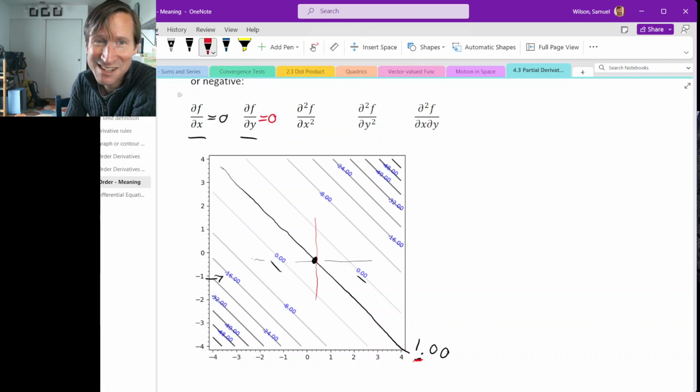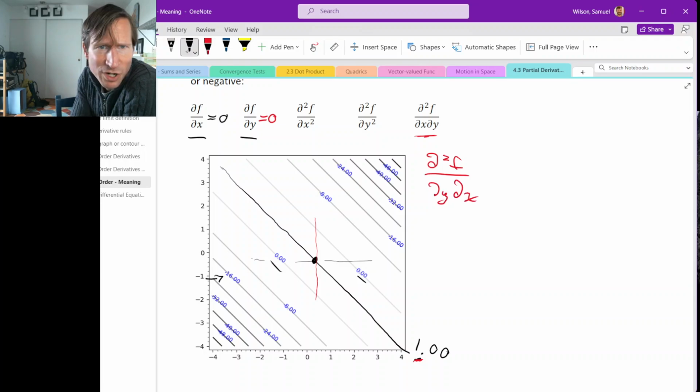So now let's think about the second order partials. Notice I've only listed 3 of them, and that's because the one that I'm missing, which is partial squared f partial y partial x, is equal to the other mixed partial by Clairaut's theorem. Okay, so let's work out these second order partials.